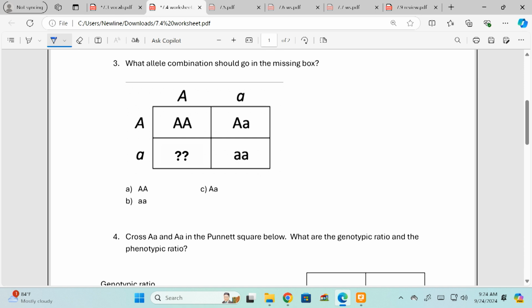Well, what we want to do is pull the letters down and across into the corresponding box. So you can see that we already have one of the capital letter A's here, but we need to bring it all the way down into this box. And then we're going to do the same thing with this little a. We can see we have one of the little a's in this box, but we need to pull it over into this box as well. So we've got a capital A and a lowercase a. This is what should be in that box right there. And so that means that letter C is going to be our correct answer. Okay, hopefully that's making sense how to fill out these Punnett squares. Okay, let's keep it going.